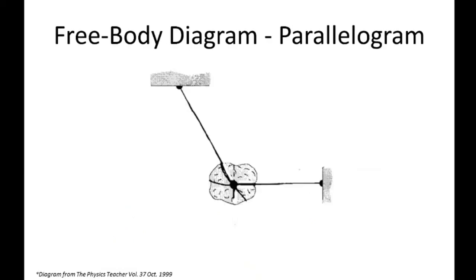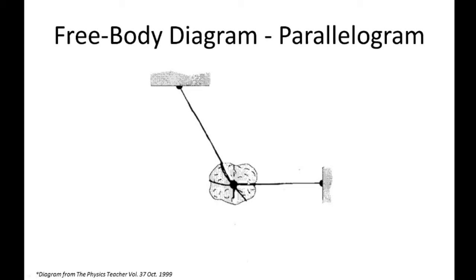Now let us draw free body diagrams. What is a free body diagram? A free body diagram is a set of drawings of forces, represented by arrows, that are acting on the object. So all the forces are acting on the object.